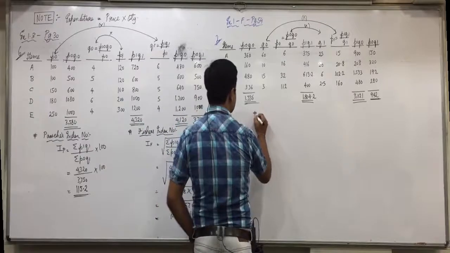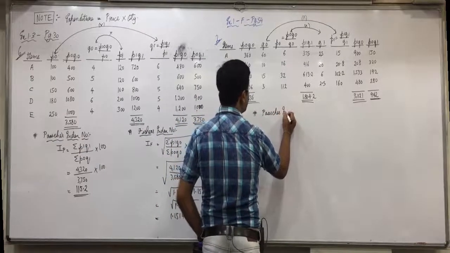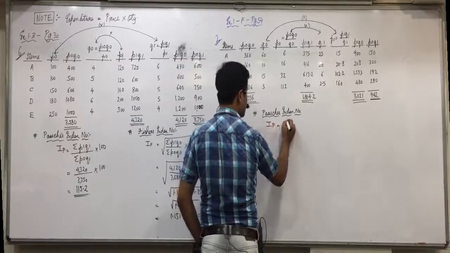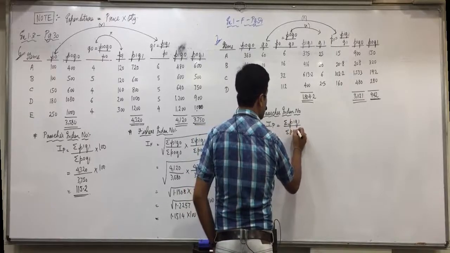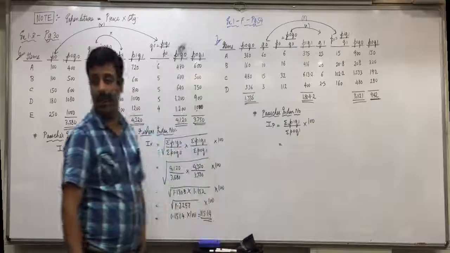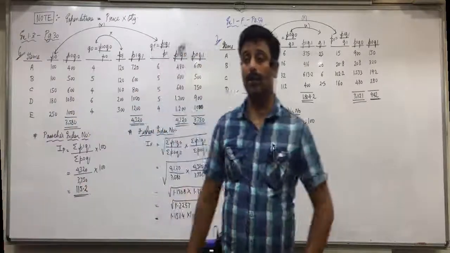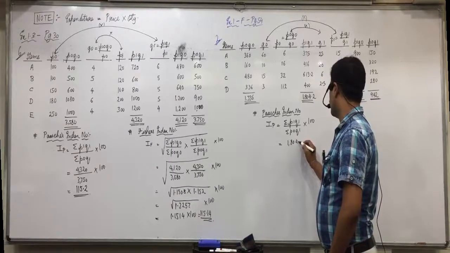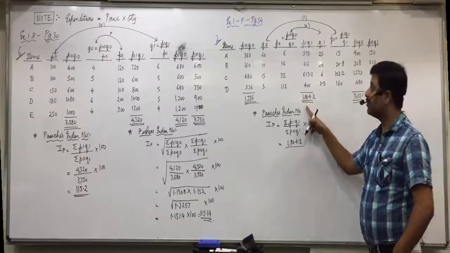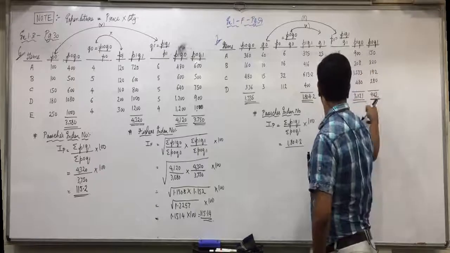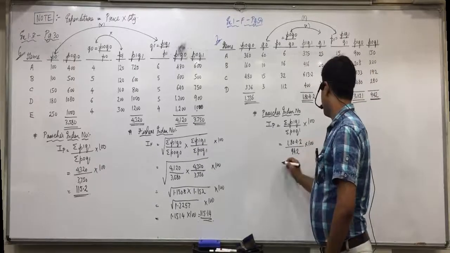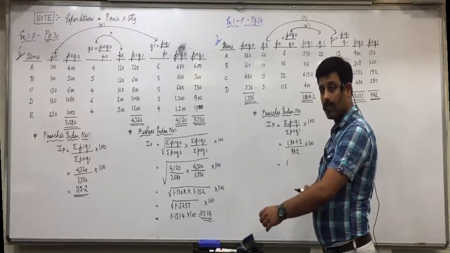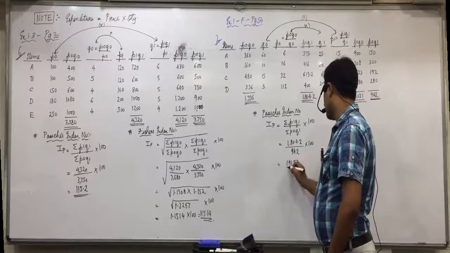Now again, Paasche's and Fisher's is asked. So Paasche's index number is Sigma P1 Q1 upon sigma P0 Q1 into 100. Ritu, 1804.2. Okay, P1 Q1 is 1804.2, divided by P0 Q1 which is 942, into 100. That is 191.5. Are you all clear with this?